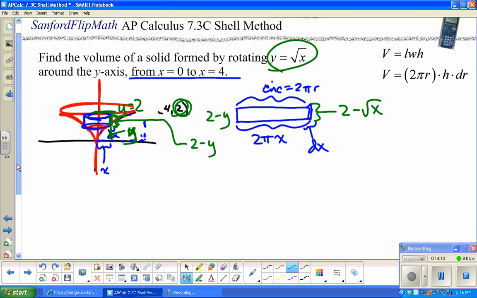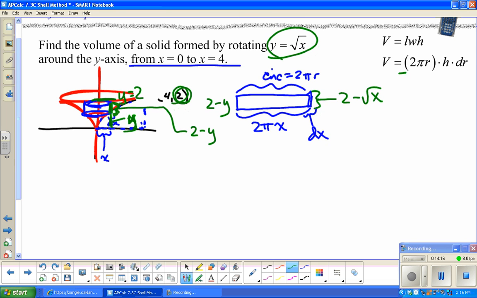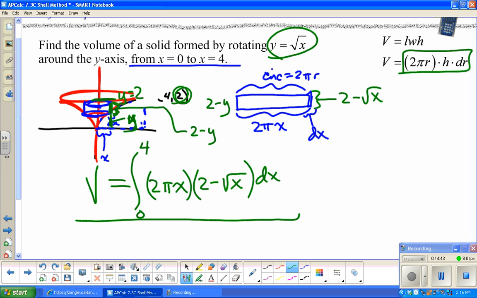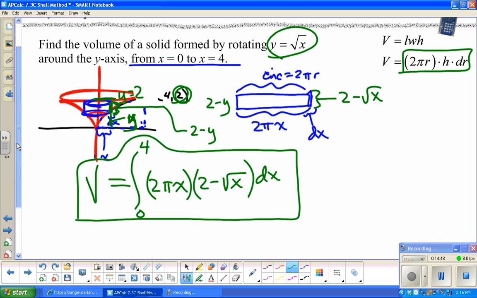So as I set this up, the volume of one of these shells is the circumference of the shell, 2 pi x, times the height of the shell, 2 minus the square root of x, or 2 minus y, times the thickness, which is the dr, or the dx in this case, and then we're going to add them up from x value to x value, which is from 0 to 4. This is the volume. This is the setup. This is the big deal. This is the thing that's new. At this point, it's just a matter of doing an antiderivative.